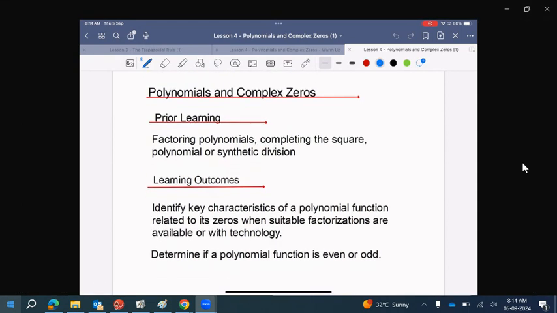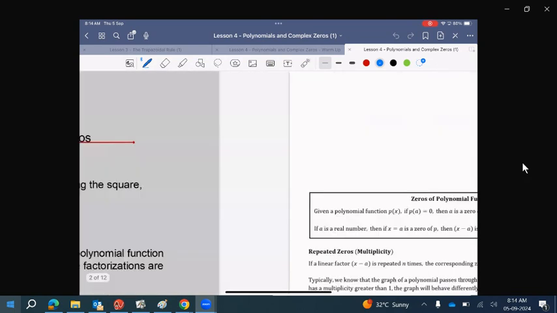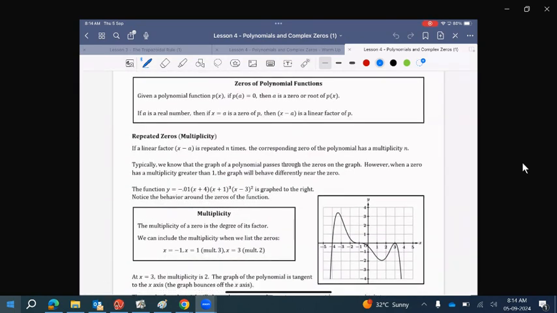All right. So polynomial and complex zeros. What we're looking at today is solving polynomial inequalities and introducing odd and even functions. These are our goals for today. So just reviewing what we know from before.